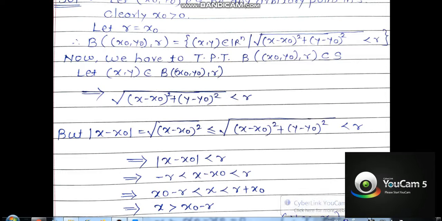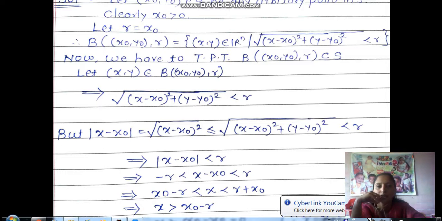So let us take any point (x0, y0) belonging to S, be any arbitrary point, that is any point in the set S. So clearly x0 is greater than 0. Why is x0 greater than 0? By definition of the set S, the point (x, y) belongs to S such that x is greater than 0. So here the point (x0, y0) belongs to S means x0 is greater than 0.